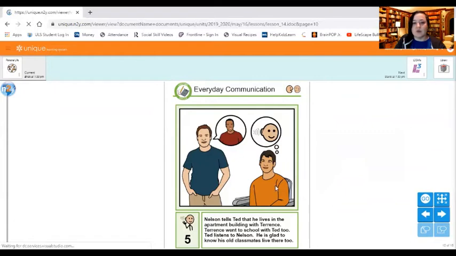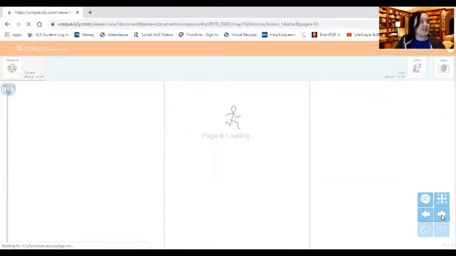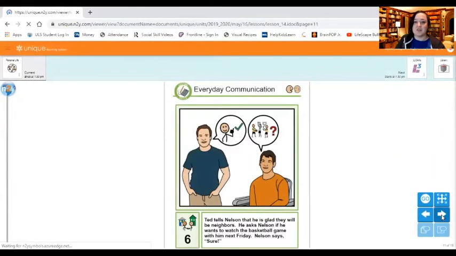Terrence went to school with Ted too. Ted listens to Nelson. He is glad to know his old classmates live there too. So having this nice conversation with Nelson, Ted finds out some cool news that Terrence also lives in the building. Now Ted's excited because he has 2 classmates in the apartment building he just moved into.